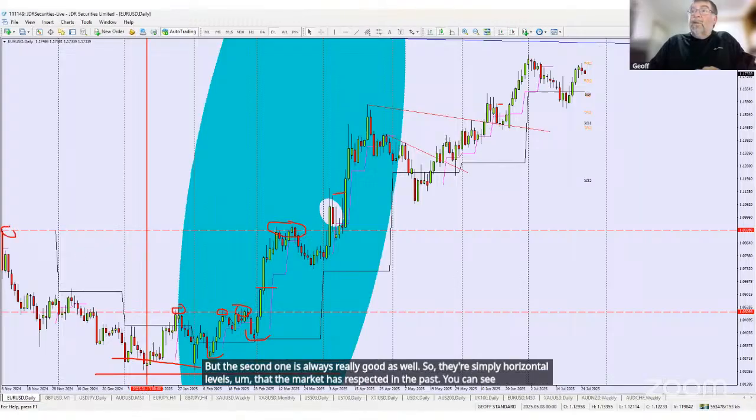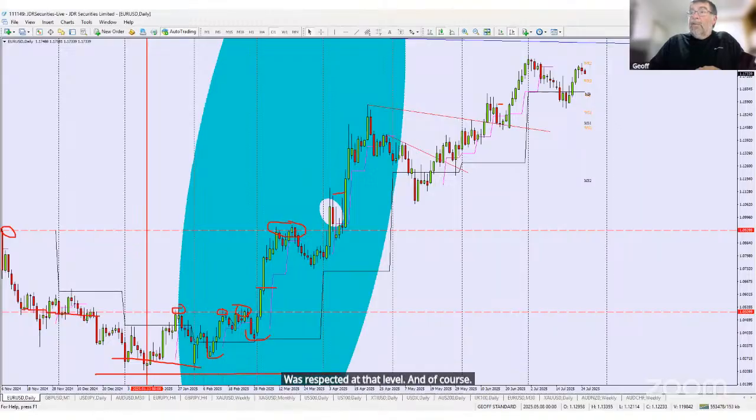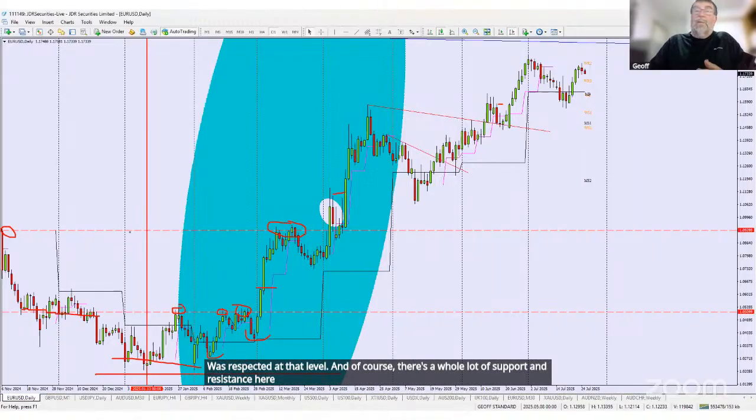You can see over here as well that was respected at that level. And of course, there's a whole lot of support and resistance here as well. So those key levels is what they are at the end of the day.